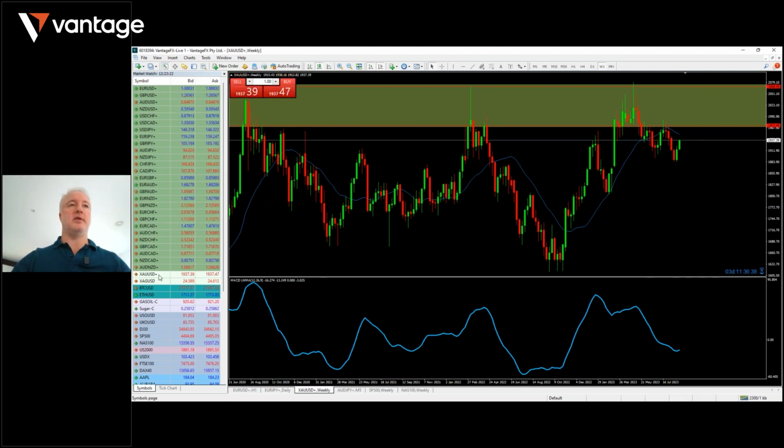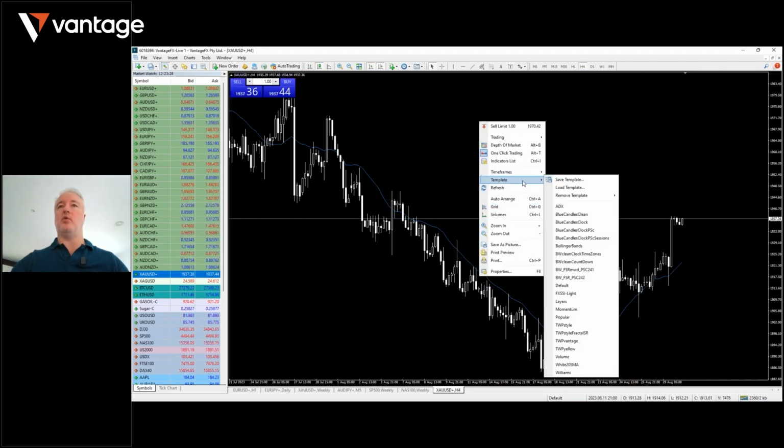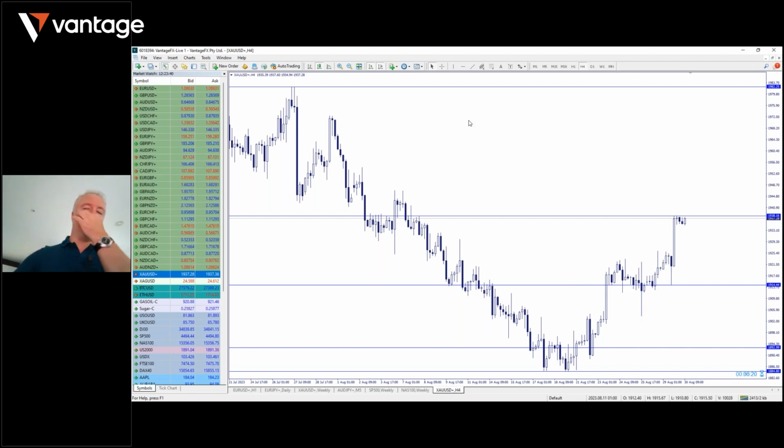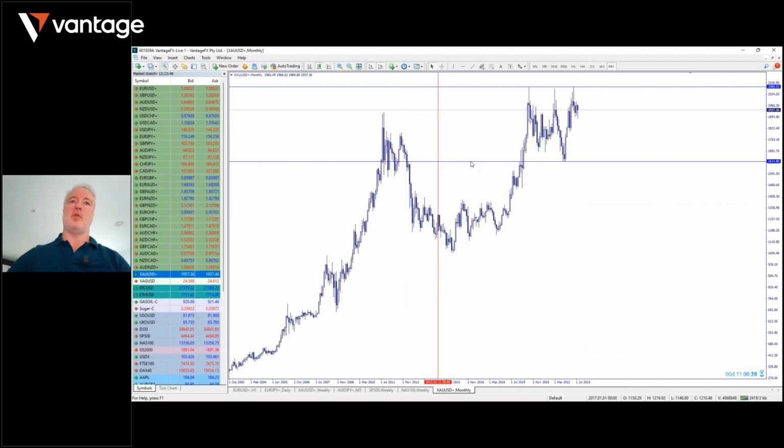Let's start with a different one. Let's go with a new one here. Let's use gold, and let's just see what we've got if we go with a plain chart. Okay, that's fine. We'll just go with the support and resistance levels. So when we look at the monthly chart for gold, we look at this historic data.